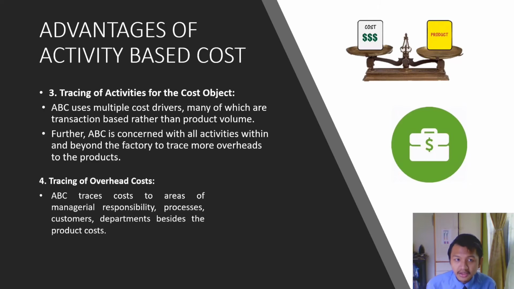Okay, so the fourth advantage of activity-based costing is that it can trace overhead cost. Activity-based costing traces cost to areas of managerial responsibility, process, customer, and department, besides the product cost.